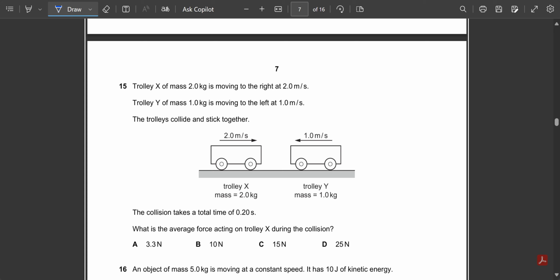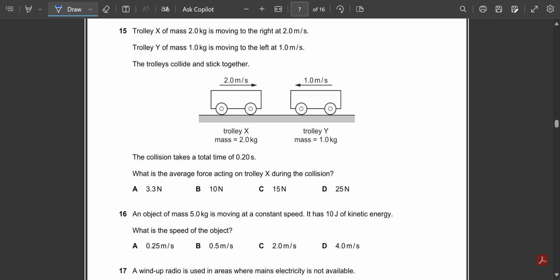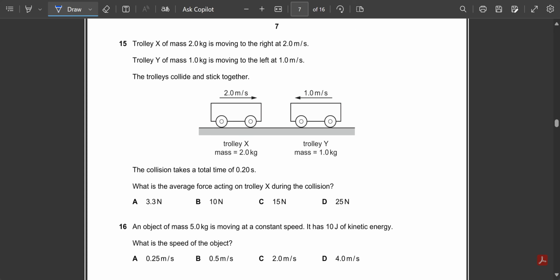Question 15 says trolley X of mass 2 kg is moving to the right at 2 meters per second. Trolley Y has a mass of 1 kg moving to the left at 1 meter per second. They collide and stick together. The collision takes a total time of 2 seconds. What is the average force acting on trolley X during the collision? First of all, we need to know at what speed trolley X is traveling after the collision. Then we're going to find the average force.